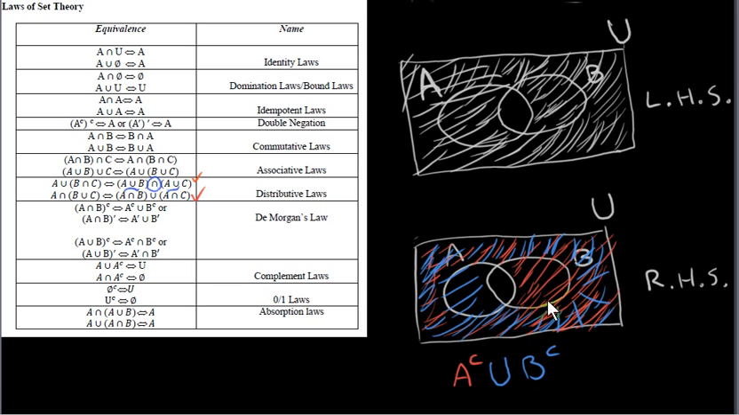And you can see what we get. We get exactly this picture here. Unite the red with the blue. Well, that just gives us everything outside of the intersection. So that shows us that the left hand side and the right hand side here are equivalent.